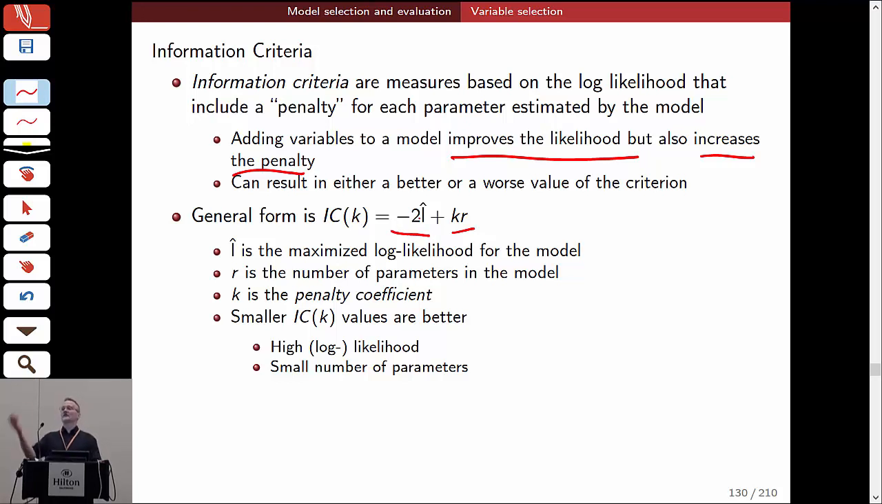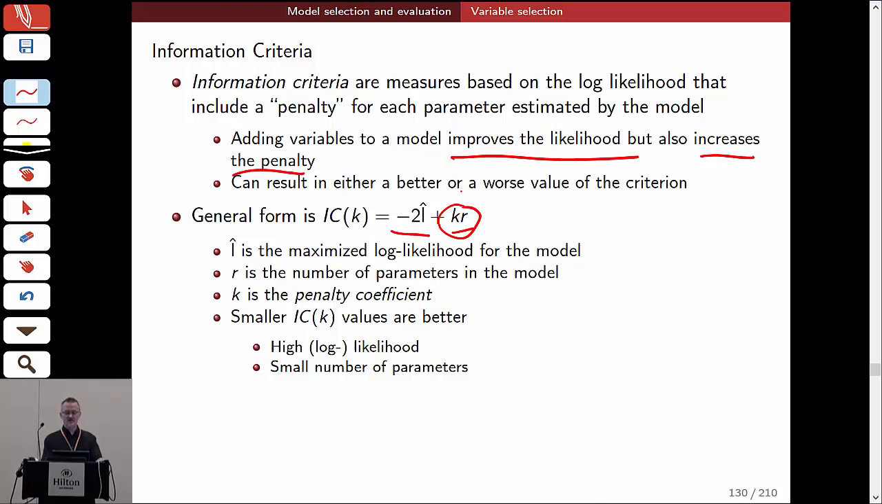So the higher the log likelihood, the smaller that value. For some reason, it's all written in terms of negative signs. So you want a really, really small value of -2 log likelihood. But if you start making it small by adding useless variables, the second term kicks in, which is a penalty coefficient times the number of parameters in the model.